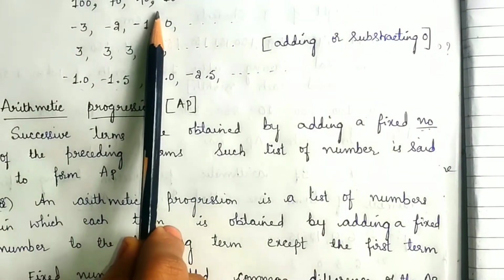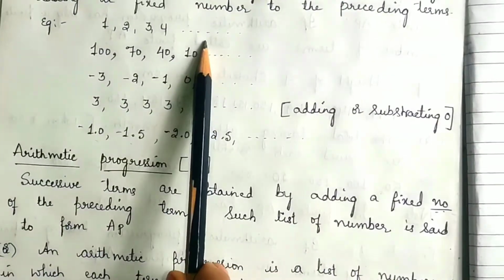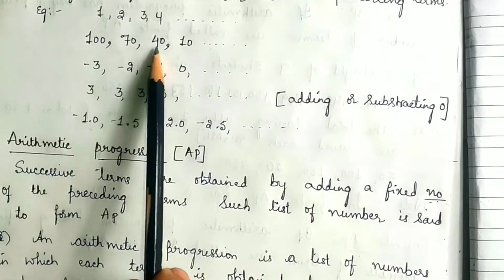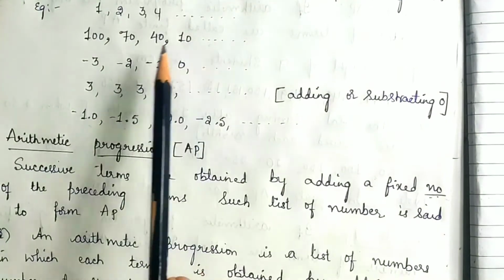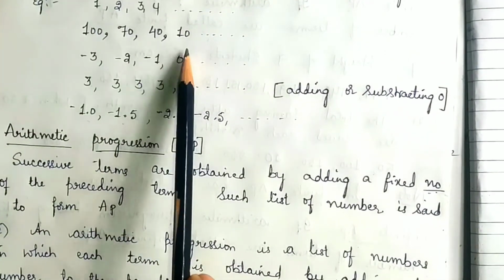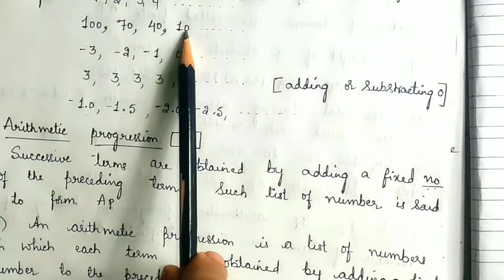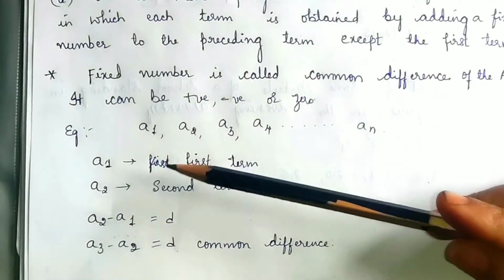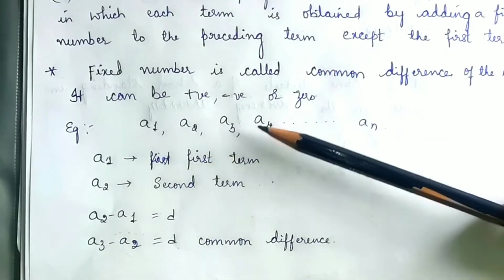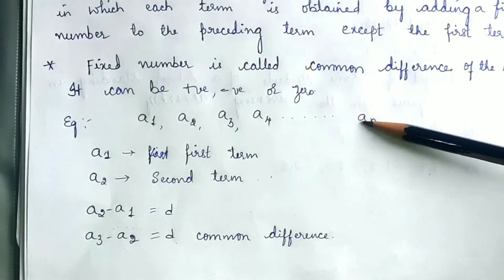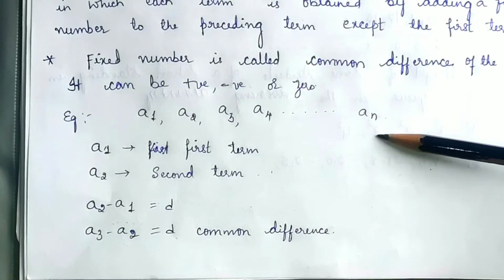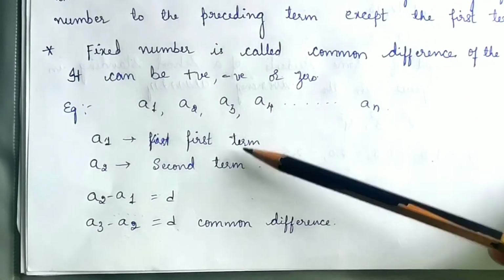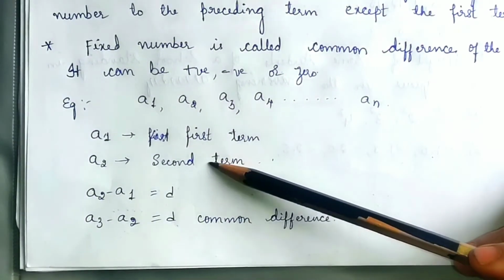If you want to get the next number here, what is the next number? Look at the pattern. In each number, the number is decreased by 30. Now, if you decrease 30 from 8, you will get the next number. In general, A1, A2, A3, A4 up to AN are the numbers. This is a pattern. Here, A1 is called the first term and A2 is called the second term.